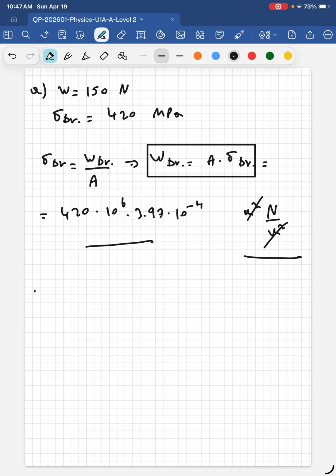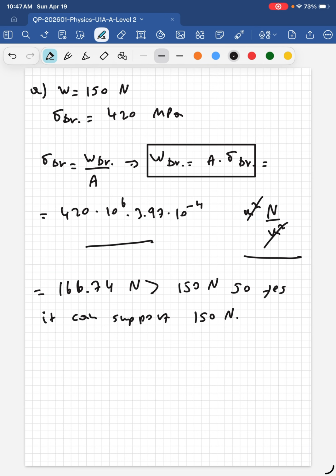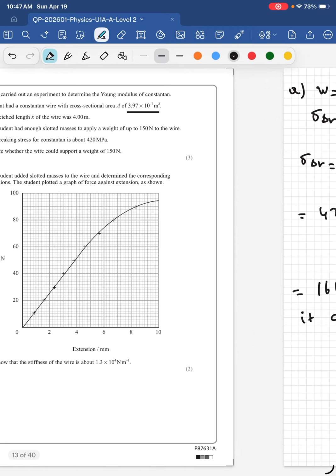If you work this out, you will find 166.74 newtons, which is larger than 150 newtons. So yes, it can support 150 newtons. It will be fine.